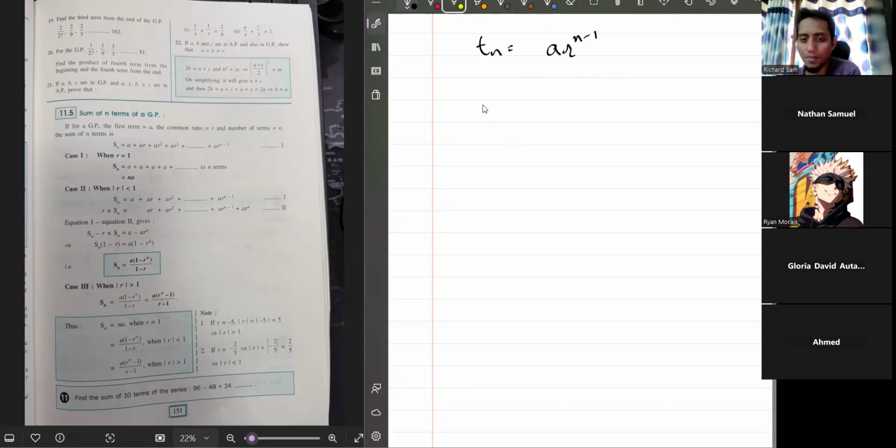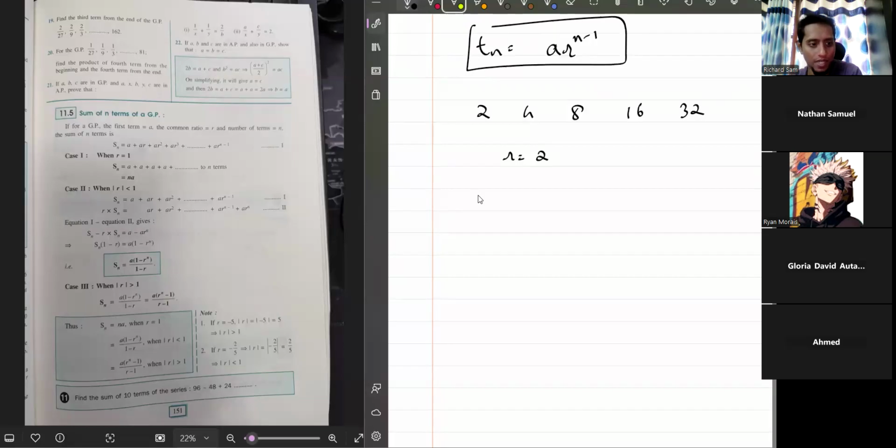Okay, so let's take a GP: 2, 4, 8, 16, 32. This is a GP. So it doesn't have a common difference, but it has a common ratio. Means if you do 4 upon 2, what is 4 divided by 2? 2. Or 8 divided by 4? 2. Or 16 divided by 8? 2. So that's why it's called ratio. A is the first term, n is the number of terms. So this is the formula to find the nth term.